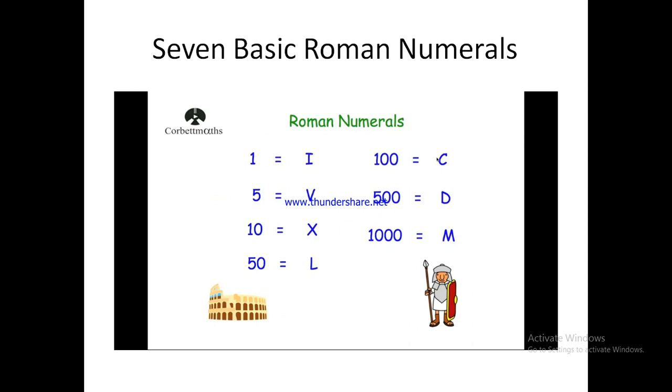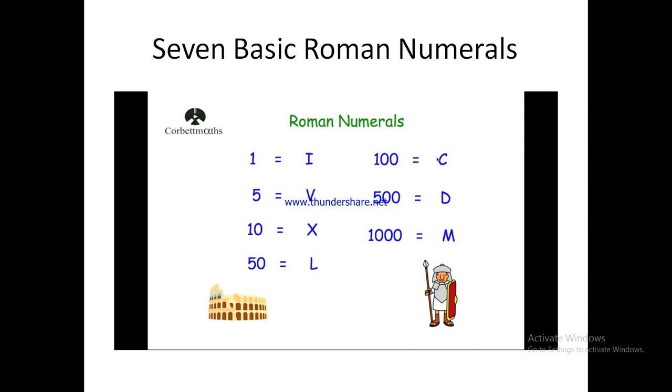As we know, there are 10 basic Hindu-Arabic numerals. What are they? 0, 1, 2, 3, 4, 5, 6, 7, 8 and 9. These are 10 basic Hindu-Arabic numerals. Same way, Romans are also having some basic numerals.